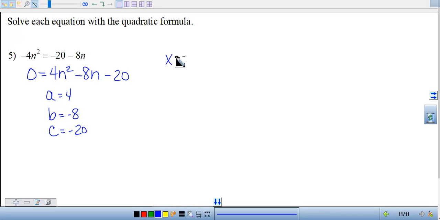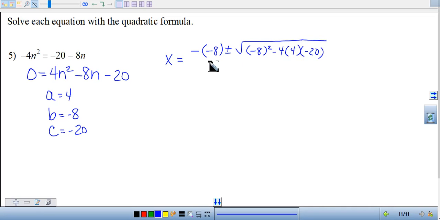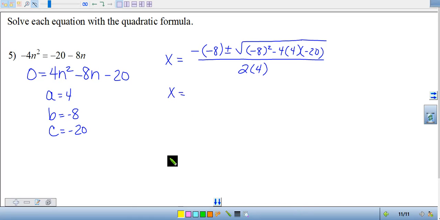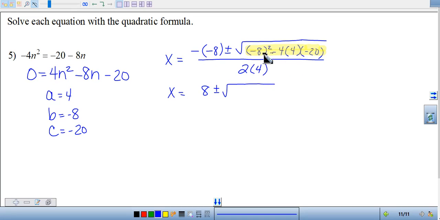When I set it up, I have x equals negative b plus or minus square root b squared minus 4 times a times c. And all of this is over 2 times a. Now, like I showed you before, you're going to want to put the numbers that are underneath the radical into your calculator. That would be these. Do not put the radical in your calculator. It will give you an error. On the outside, negative 8 is positive 8, plus or minus. And now when I put these numbers into my calculator, I get 384. In the denominator, 2 times 4 is 8.